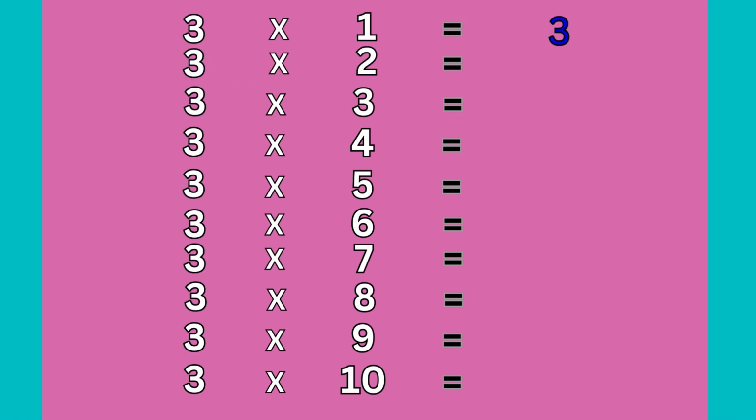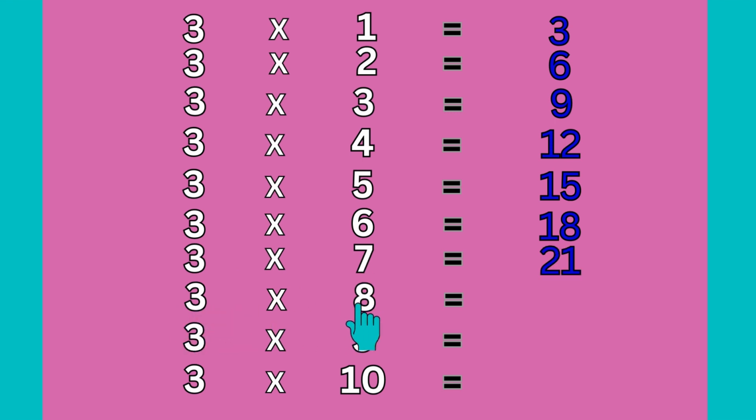3 ones are 3, 3 twos are 6, 3 threes are 9, 3 fours are 12, 3 fives are 15, 3 sixes are 18, 3 sevens are 21, 3 eights are 24, 3 nines are 27, 3 tens are 30.